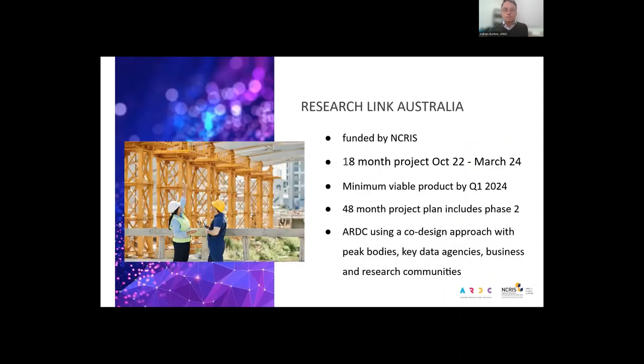On the next slide, we've got the specific project that we're looking at today. It was funded specifically through NCRIS, and I'll get into why the specifics came into place, but the mechanics of it is that there's an 18-month project running from October 22 to March 2024, and we're looking to get our first minimum viable product by that stage, but there is a 48-month plan to really embed this within the whole research information ecosystem in Australia. We're using a co-design approach, and you'll get the report on the initial consultation and participatory design elements of the program. That's because we understand that this kind of a project really requires buy-in from everyone.